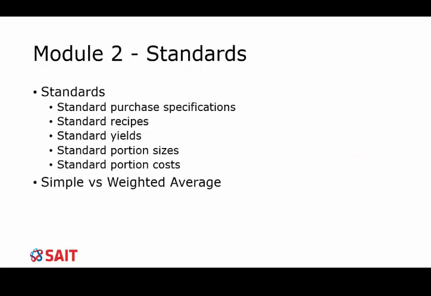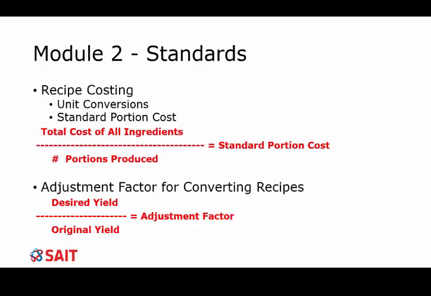In Module 2, we talked about standards, standard purchasing specs. We talked about standard recipes, standard yields, the portion sizes, and the portion costs as well. In Module 2, we introduced simple versus weighted average as well. So the first standard that we spent quite a bit of time on was our recipe and recipe costing.